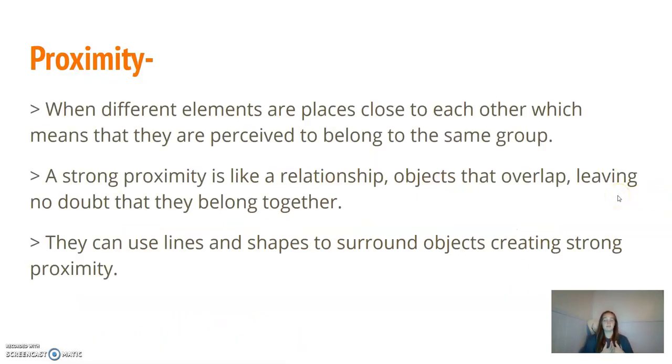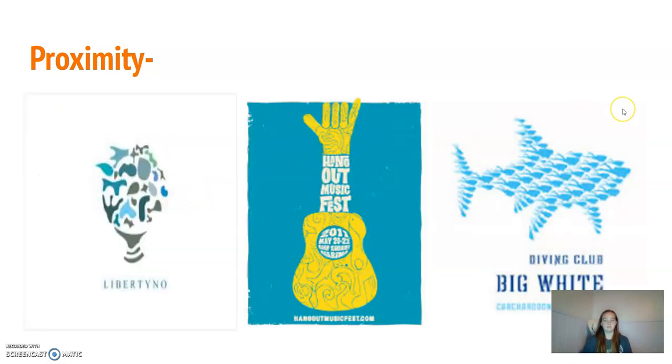First, we have proximity. Proximity is when different elements are placed together and they're really close to each other, which means they can be perceived as the same group and belong together, while strong proximity basically represents a relationship. The objects can overlap, leaving no doubt that they belong together. They can use lines and shapes to surround objects and create strong proximity. So these next three examples will show you exactly what I'm talking about.